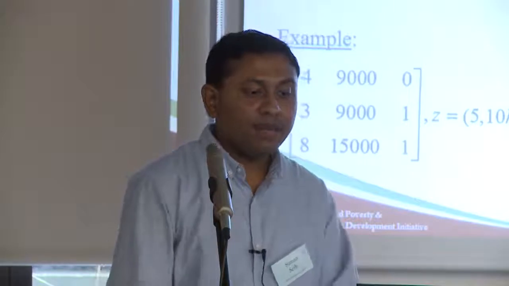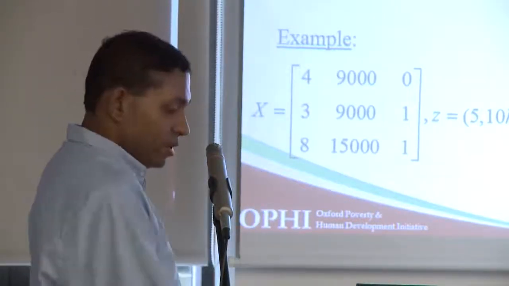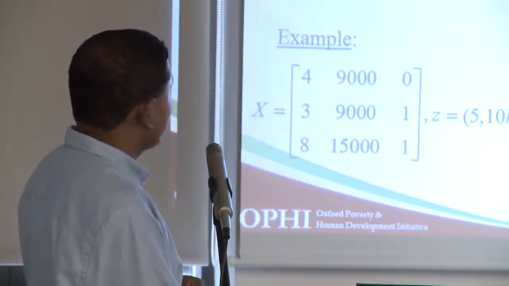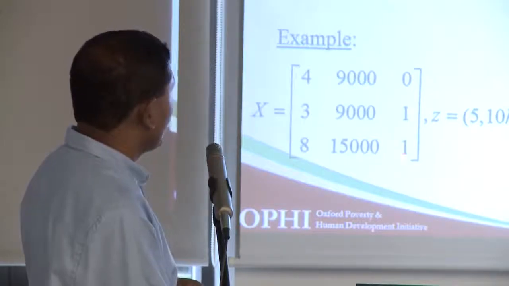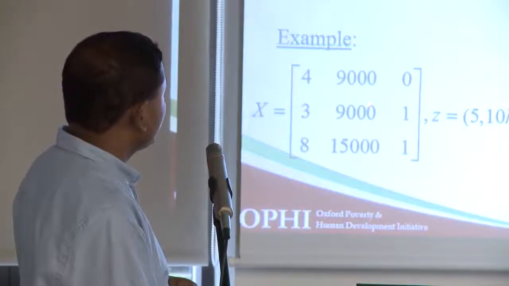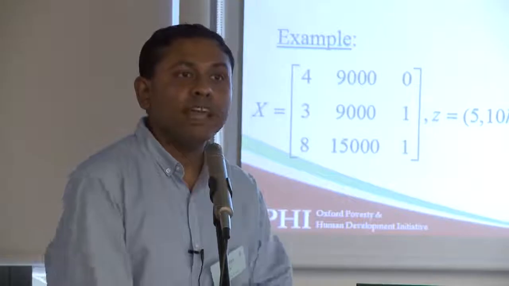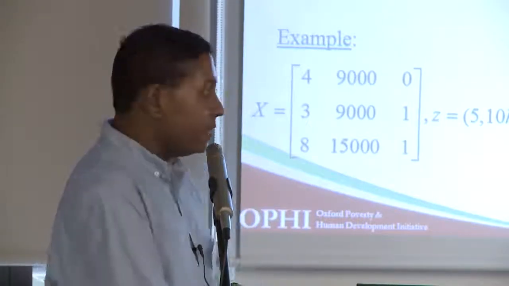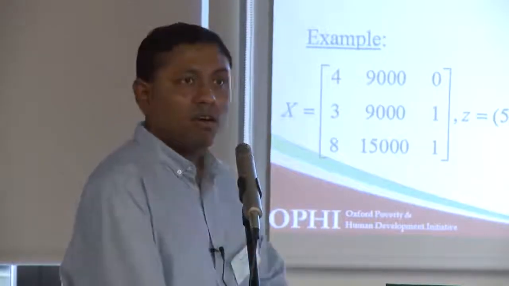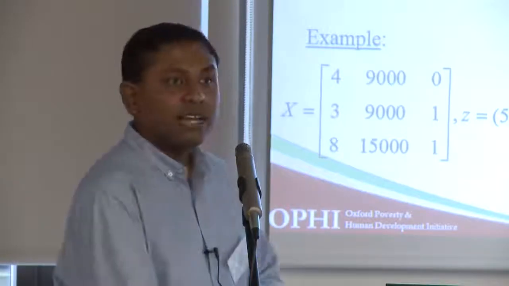Suppose we have this particular achievement matrix: 4, 3, 8, you have 9,000, 9,000, 15,000, 0, 1, 1. Suppose this is the years of education, this is the incomes, and you have an access variable, access to healthcare. Given that this is an ordinal variable, we just give a value of 0 if you do not have any access, and we give 1 if you have access.